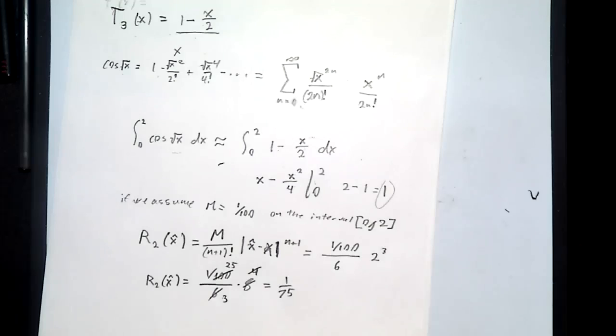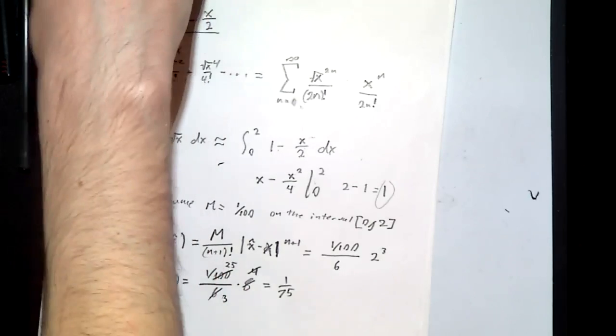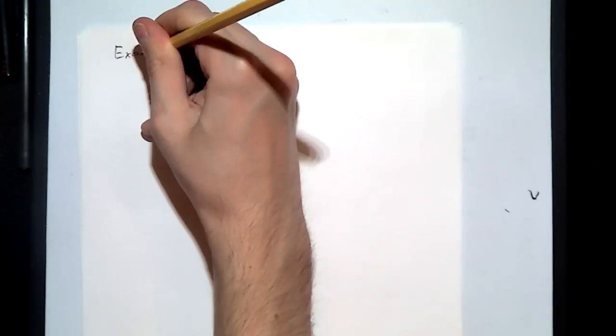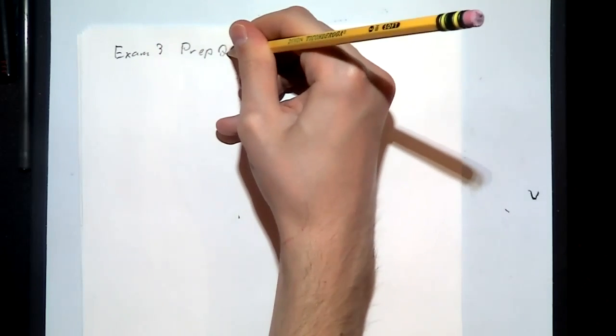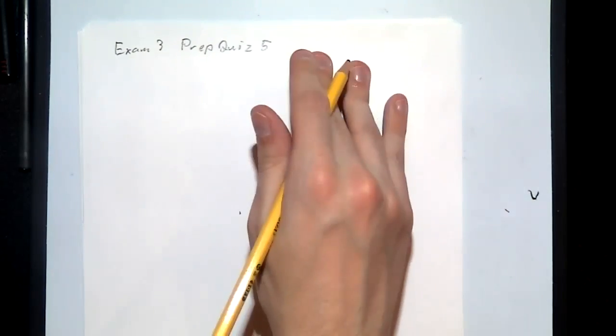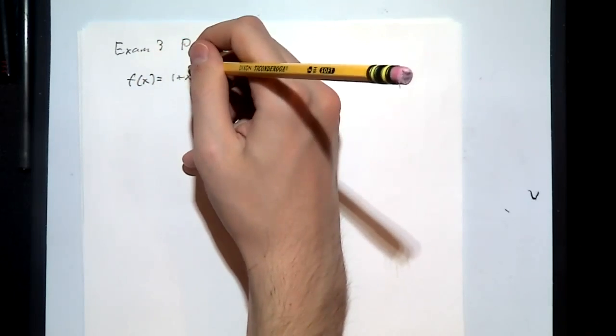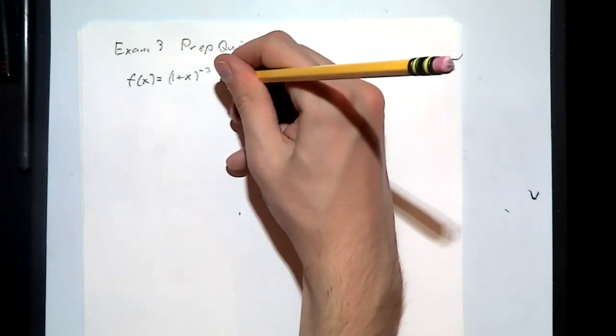All right. This one's: determine the Taylor series for the given function with center a by taking the derivatives and using the definition above. This is the hard stuff. So this will be prep quiz 5. We have f of x is equal to 1 plus x, all to the negative third. And we have it centered around a equals 0.